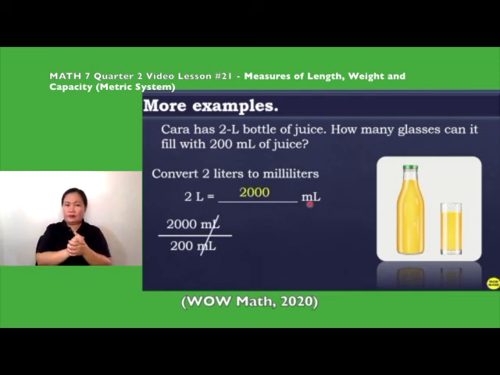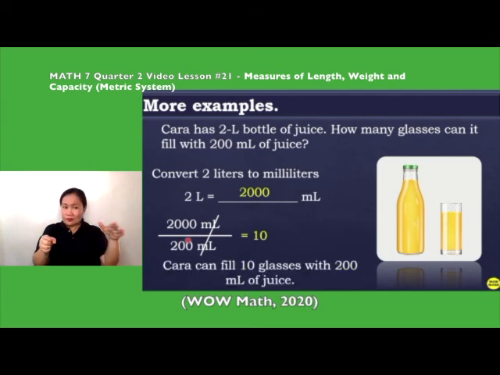Okay, so this will be canceled. So, 2,000 divided by 200, that is 10. Okay, so therefore, Kara can fill 10 glasses with 200 ml of juice. So, 10 baso ang malalagyan niya ng juice na merong tig-200 ml. Okay, so ganun po palagi. Bago tayo mag-solve, bago tayo mag-divide, mag-multiply, dapat po nasa parehong unit sila.